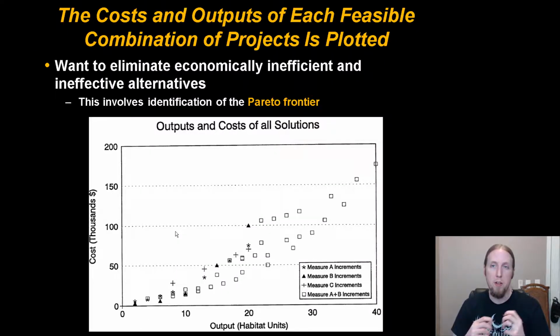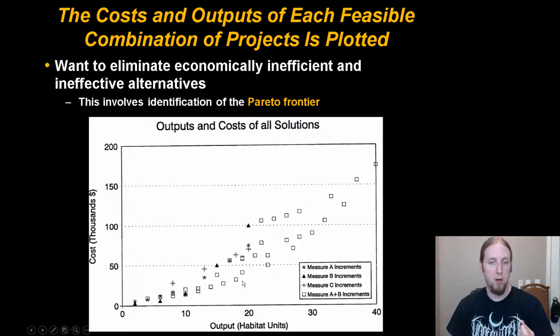If we then take all these different potential combinations of projects and plot them on a graph, on the x-axis here we've got the number of habitat units that a particular project provides, and on the y-axis we have the cost in the number of thousands of dollars that it would cost to achieve that amount of output. We can see we've got a lot of different combinations of projects, some of which, the squares here, are combinations where we're both planting shrubs and also raising the water table. So these projects are not mutually exclusive.